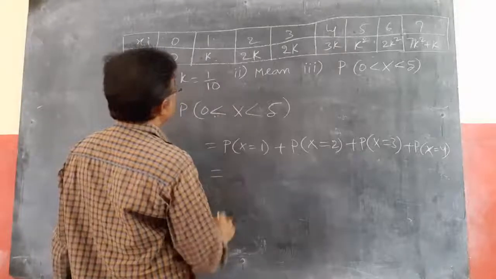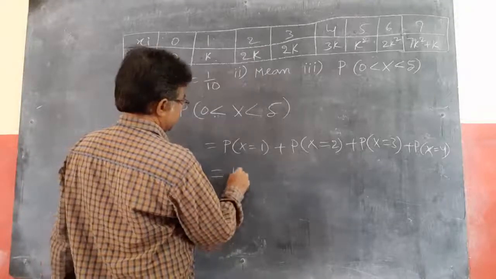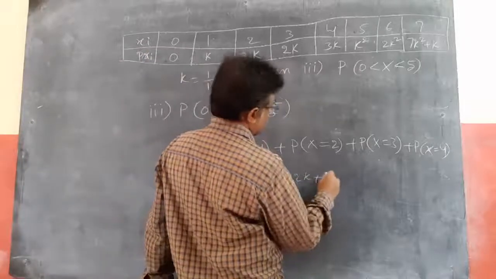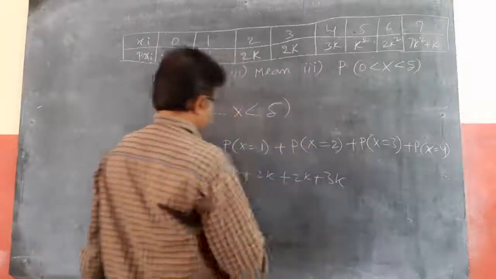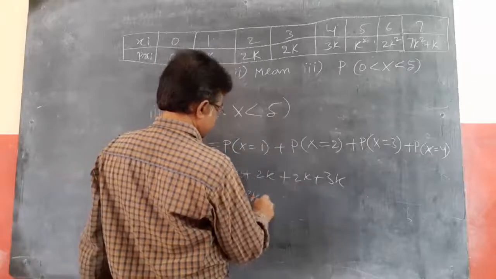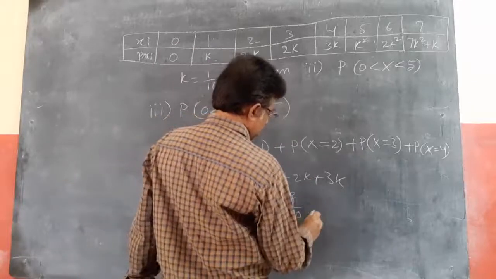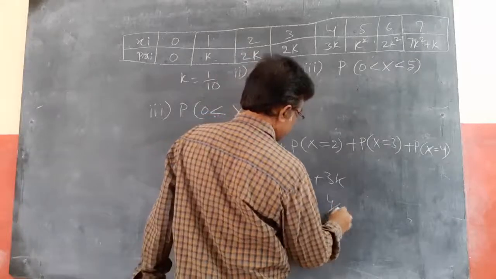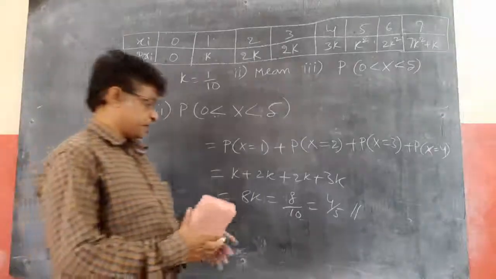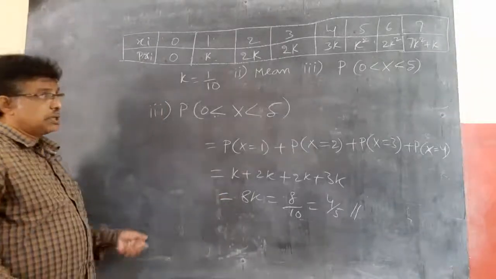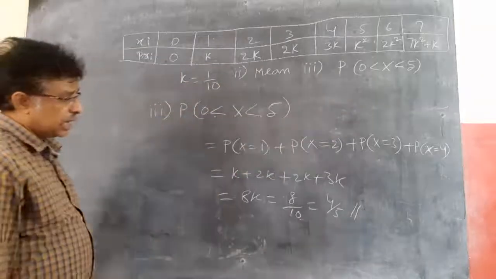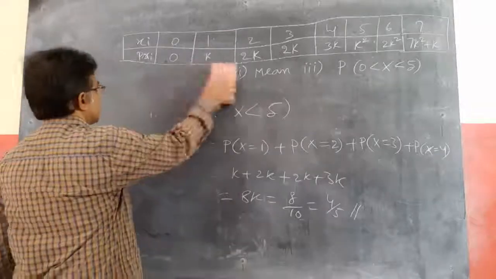So this is equal to x equal to 1 means k plus 2k, 3 means 2k, x equal to 4 is 3k. So this is equal to 8k, which is equal to 8 by 10, or you can write as 4 by 5. Next. This is what he is asking. So we found k value, we found mean, and we found P of x lie between 0 and 5. Next one.